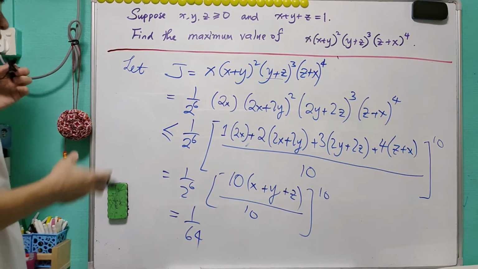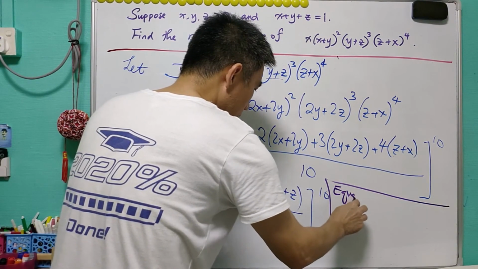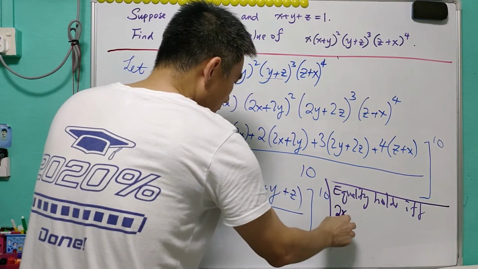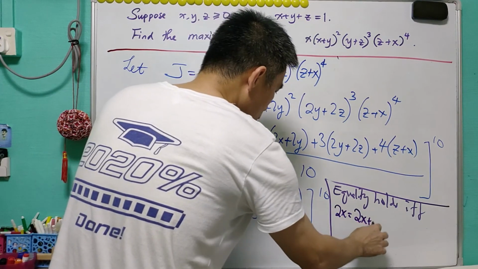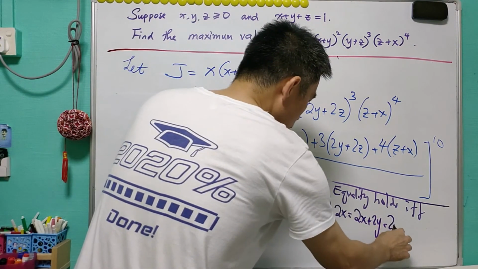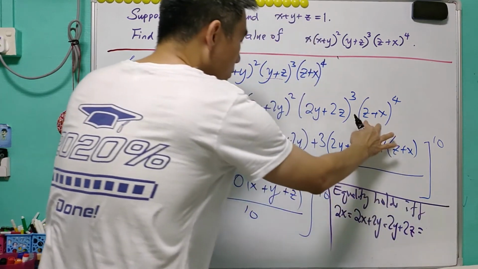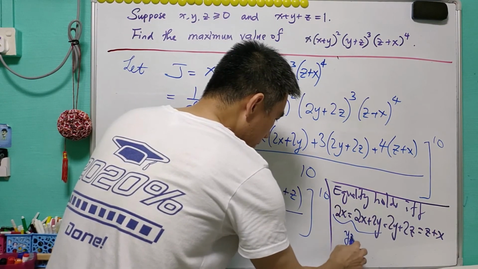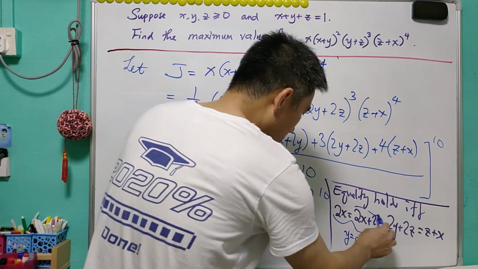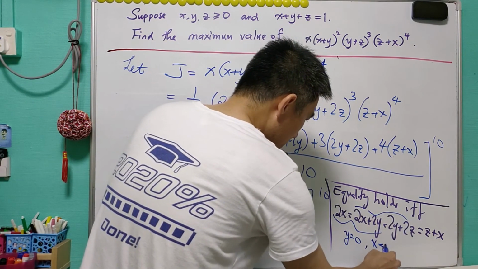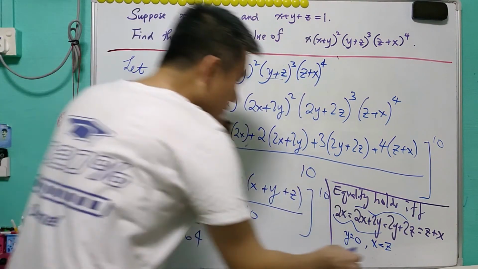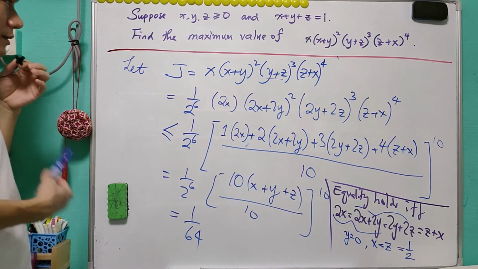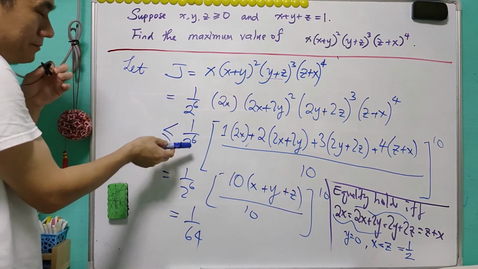Again, we need to check whether equality holds. Equality holds if and only if 2x equals 2x plus 2y equals 2y plus 2z equals z plus x. From these two, we know that y is equal to 0. And because y equals 0, from these two, we know that x is equal to z. And the sum equals 1, so it must be x equals z equals half. Personally, I think it's quite amazing if you can get this straightforward.